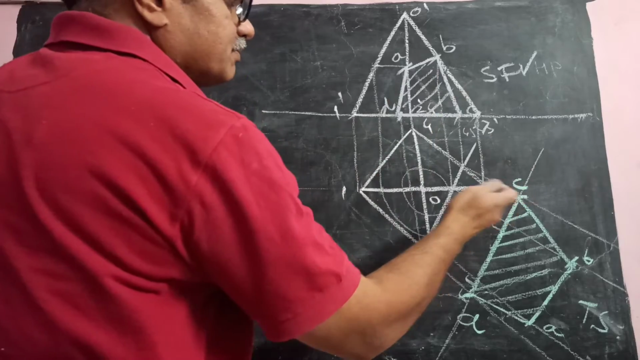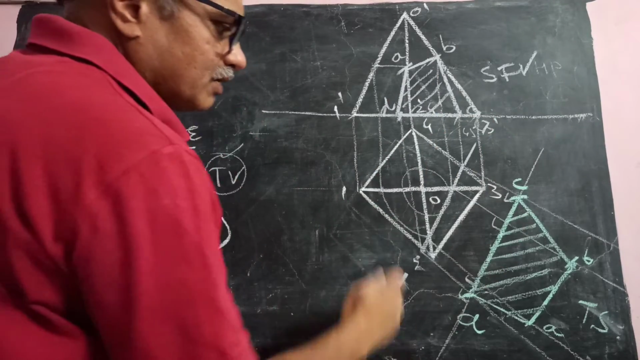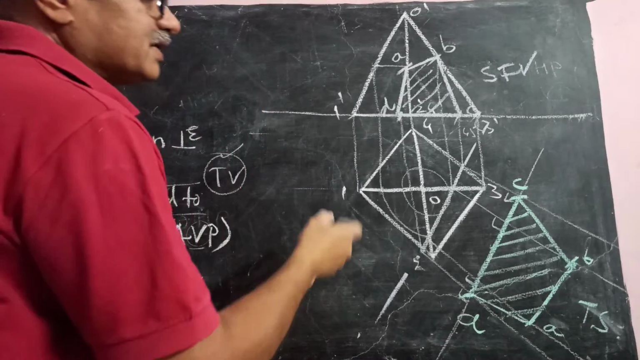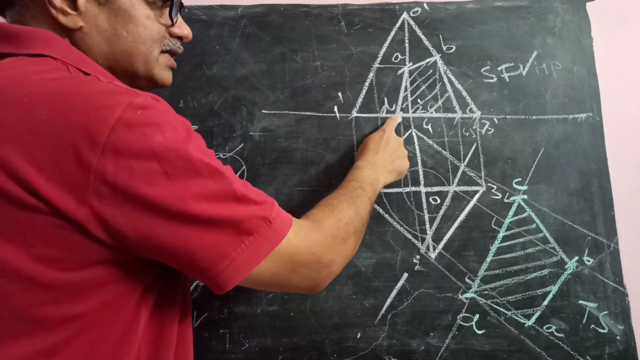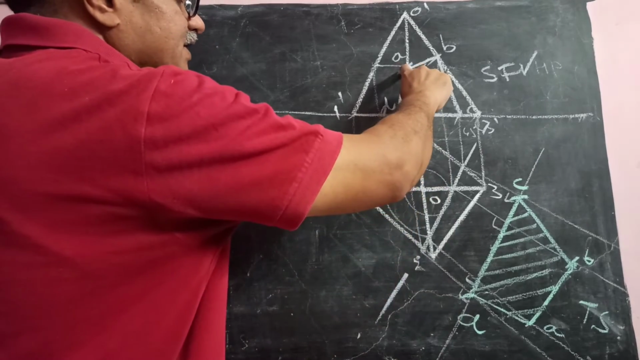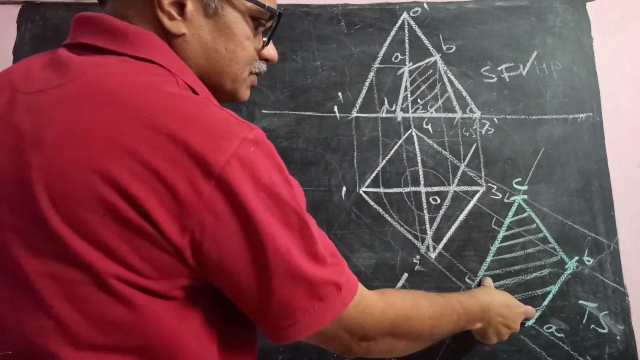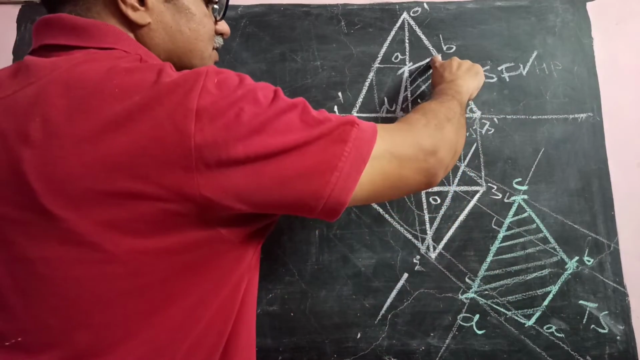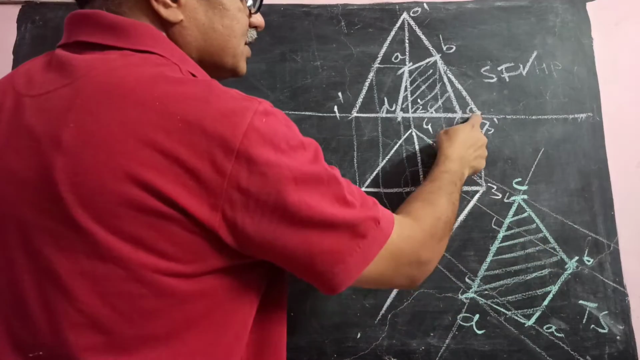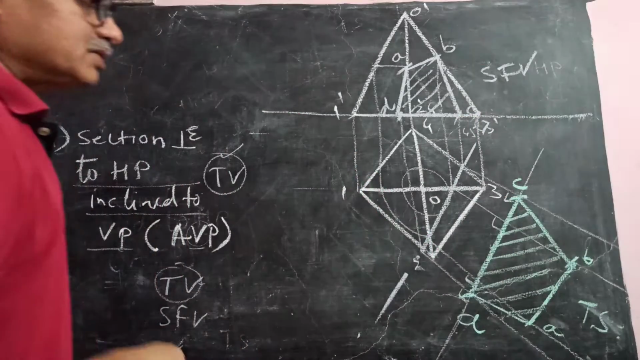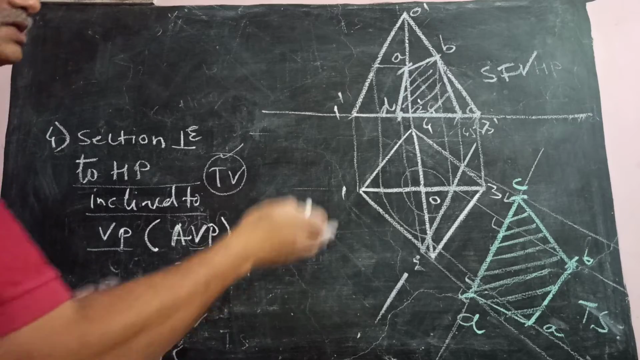To get the true shape, draw a line parallel to the cutting plane line and project all these points perpendicular to it, then take distances. Now this D is on XY, so it must be on this line. A is at this much distance from XY, so it must be on this projector. This is the projector for B, so it is at this much distance, so it will be at B. C is again on XY, so it will be on this. Join these and you will get the true shape of this section. So this is the fourth type.